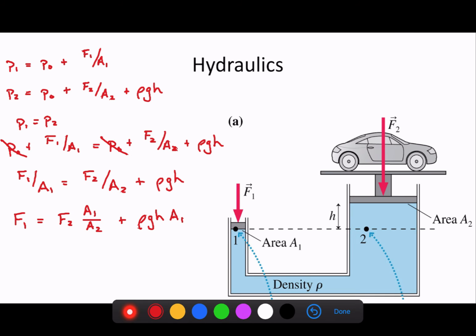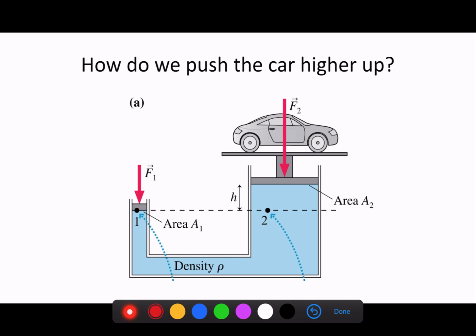Now what if we want to push the car higher up? If we want to do that, we'll need to increase the force of F1 to push the car up higher. If we want the car to fall down, then we decrease the force on F1.